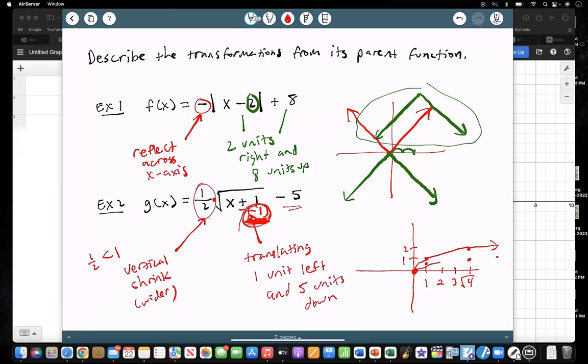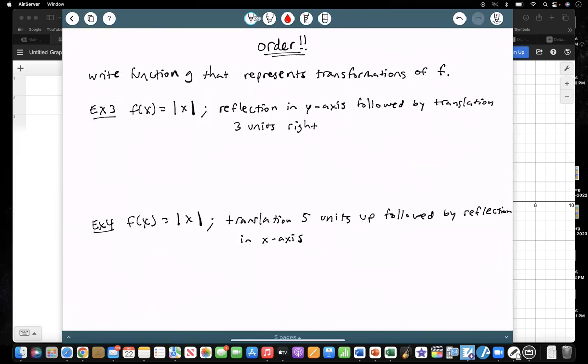So it's going to become wider. And then you're shifting it 1 unit left and then 5 units down. So it's going to look something like this, a little bit wider or flatter down there somewhere. We'll look at exact sketching at the end there. But one thing I want to stress particularly is the order. So the order that you're doing the transformations is important, because if you switch the order, that's going to make an entirely different equation.